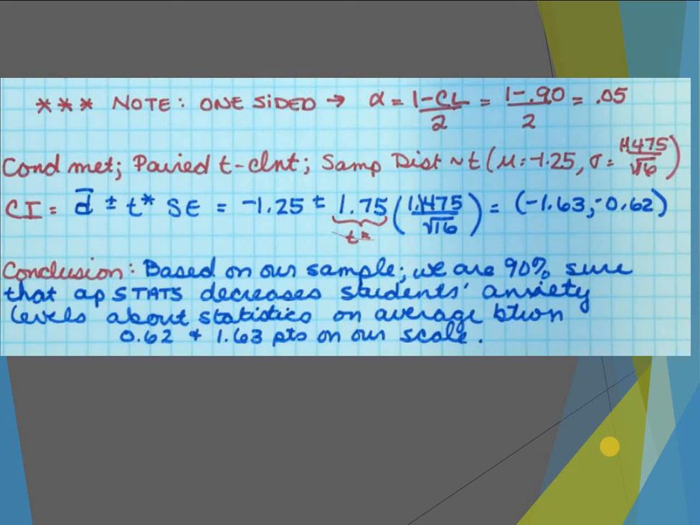Write that down. Okay. So based on our sample, we're 90% sure that AP Stats decreases students' anxiety levels about statistics on average between 0.62 and 1.63 points on our scale, whatever that scale is. Because that would mean something different on a 10-point scale versus a 20-point or a 5-point. Okay. Questions about that? How are you feeling with this stuff in general? We getting a little bit more comfortable with this?